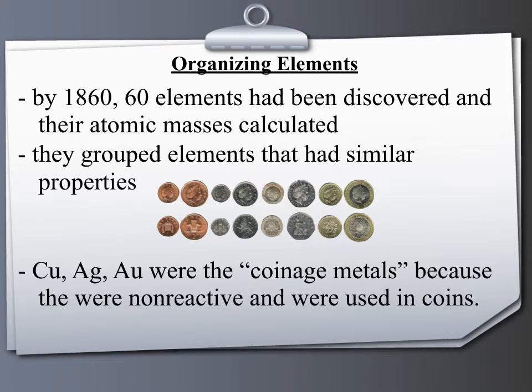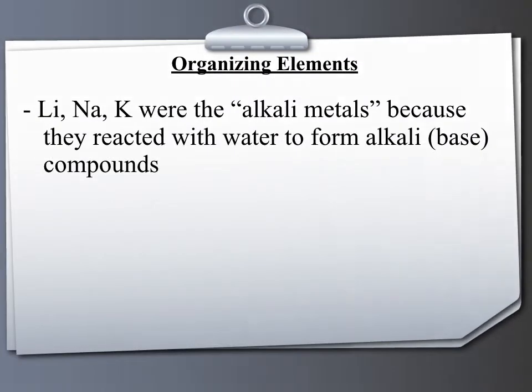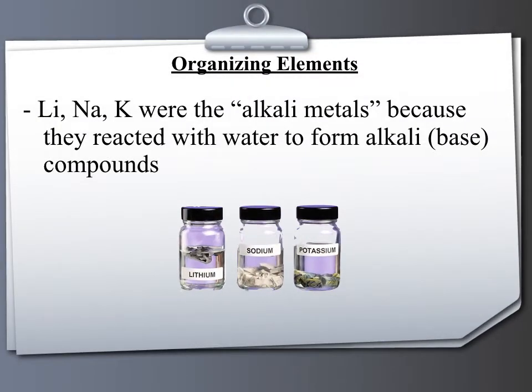Copper, silver, and gold were the coinage metals because they were non-reactive and were used in coins. Lithium, sodium, and potassium were the alkali metals because they reacted with water to form alkali compounds. Alkali compounds are bases.